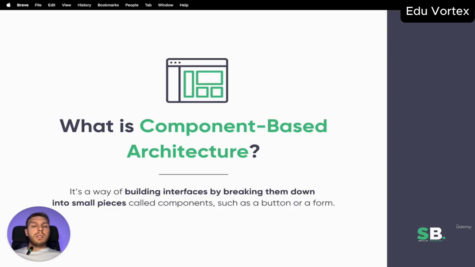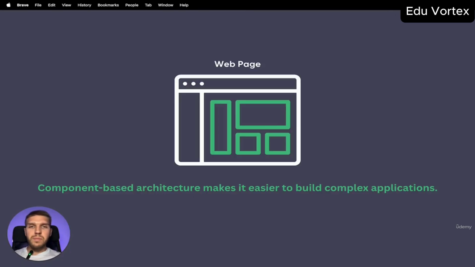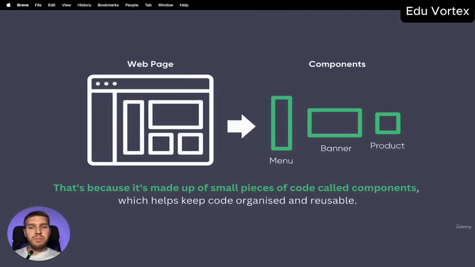Now let's talk about the component-based architecture. It's a way of building interfaces, breaking them into small pieces of code, which are called components, such as a button or form or another element on your page. Imagine you have a web page, and component-based architecture really makes it easier to build complex applications.